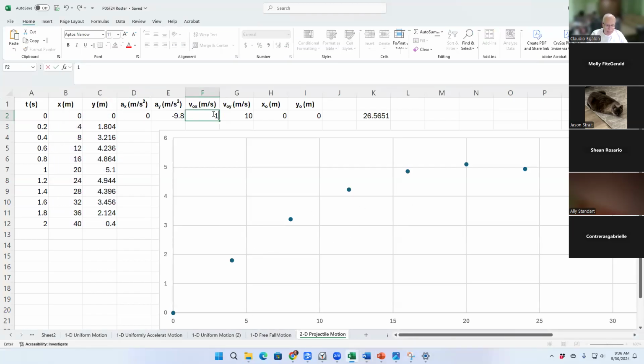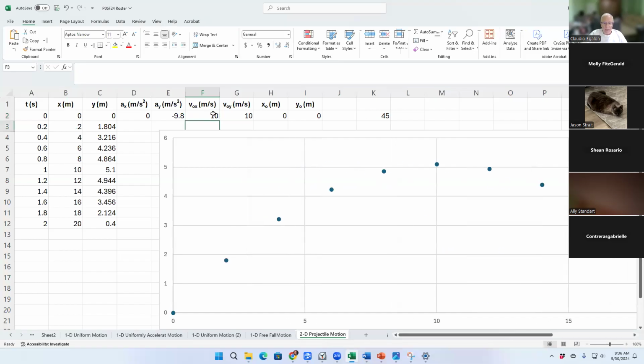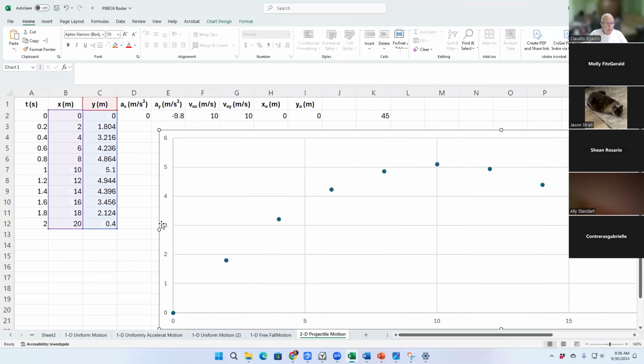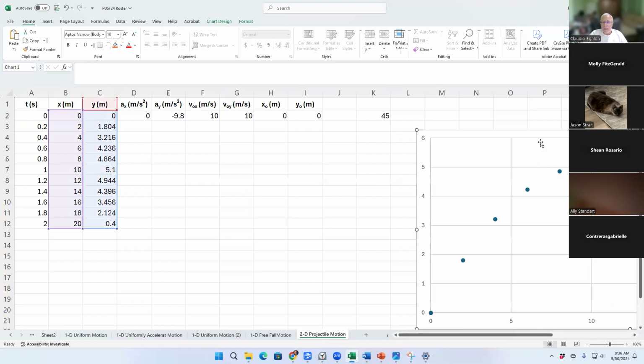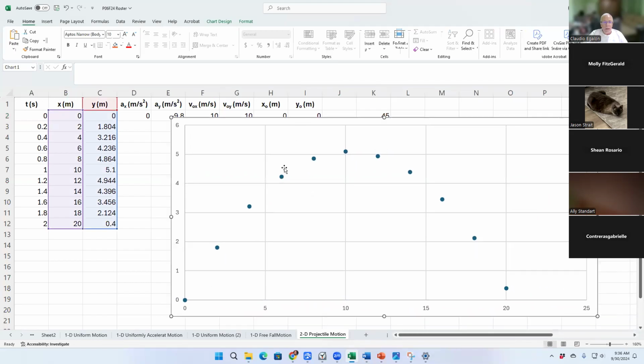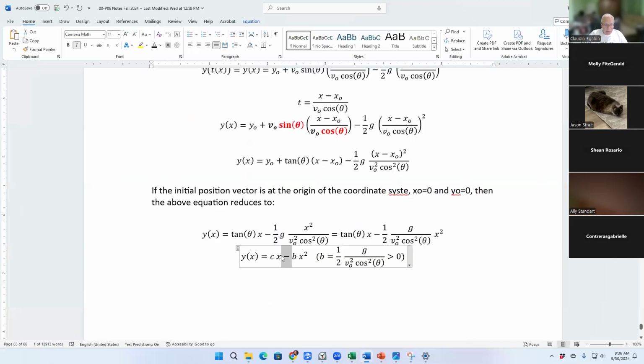Let me go back to my pen here. Yeah, I'm gonna shrink this guy. Okay, this is Y, this is X. Okay, so C is a parabolic shape with a concavity down. That's exactly what this guy is telling us. Concavity down.